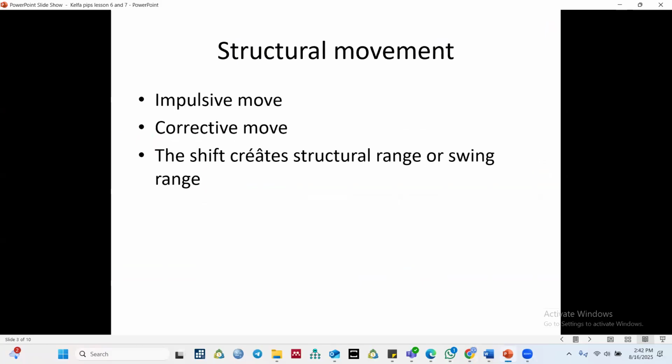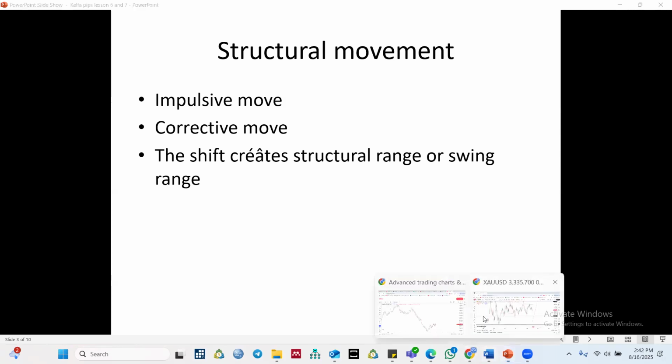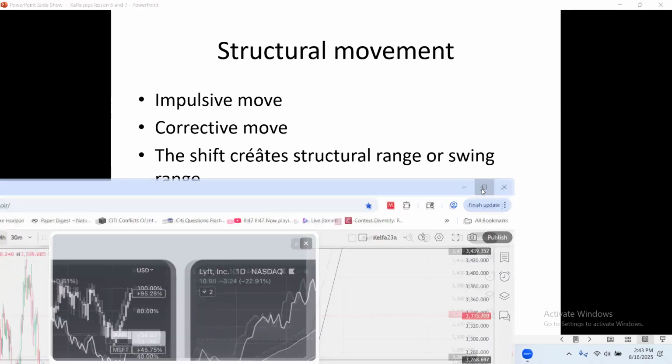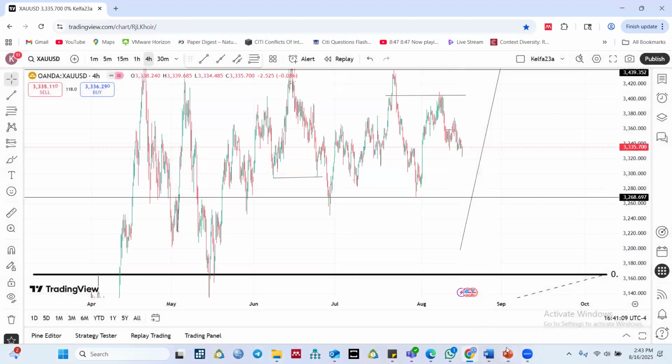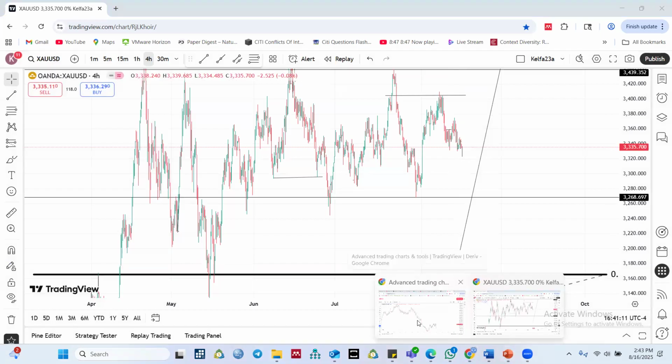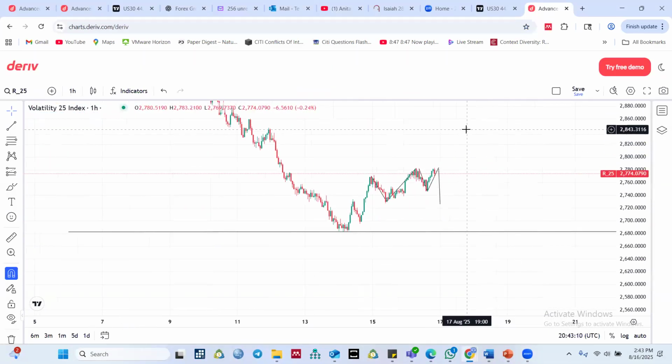So in the context of market structure, we have the impulsive moves and the corrective moves. Okay. And when we get a break of structure or a shift, as I've already explained, we can have a range, structural range or swing range out of that shift. So the best example, sorry for this chart. Yeah, so the example is this.